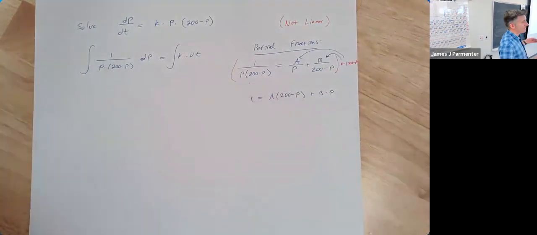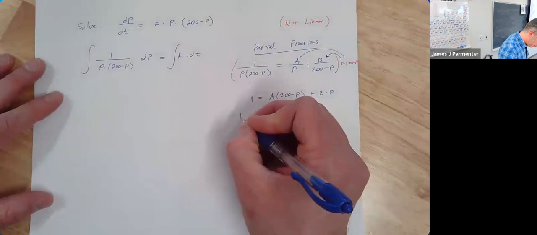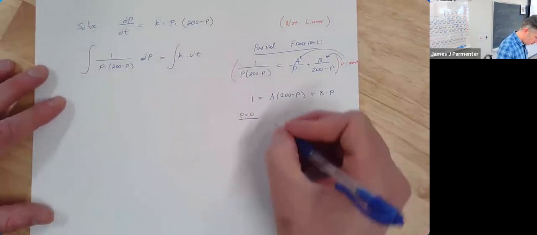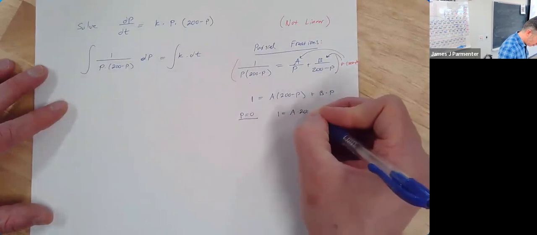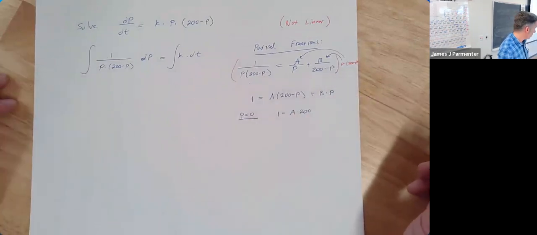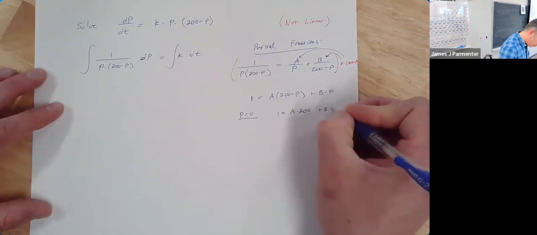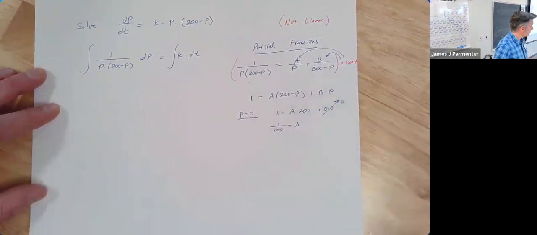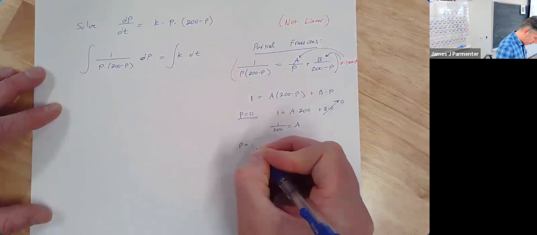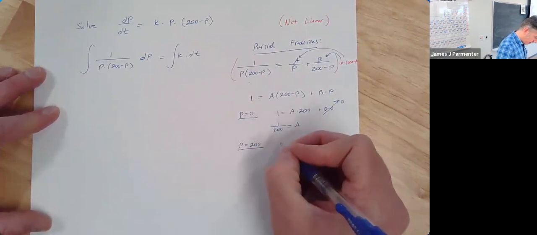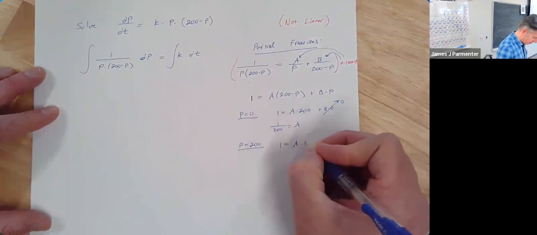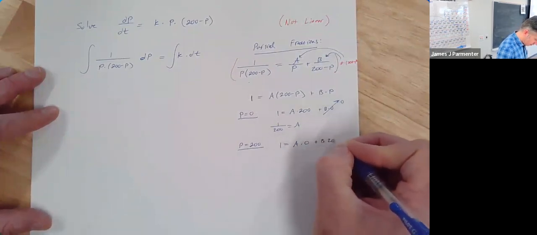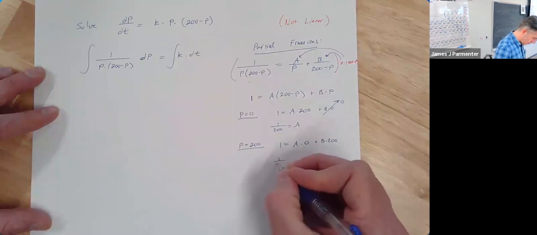And for this problem, it's the kind of nice partial fraction situation where you can just pick nice values of your variable and solve for A and B. So I'm going to pick p equal to 0 and get 1 equals A times 200 minus 0 plus B times 0, which is 0. I guess I can write that down. Solving for A, I get 1 over 200 equals A. In a similar way, I set p equal to 200. When I plug in 200 for p, I get 1 equals A times 200 minus 200, which is 0, plus B times 200. Solving for B, I get 1 over 200 as well.